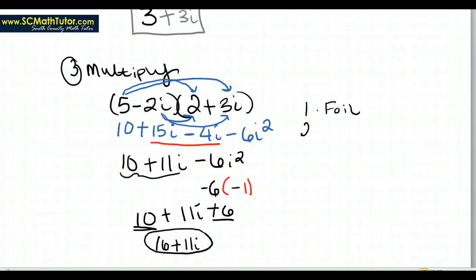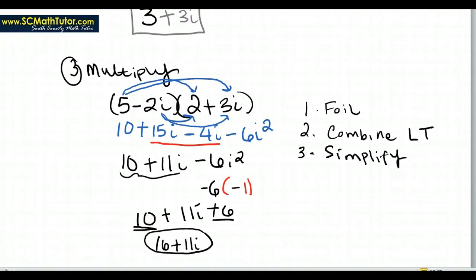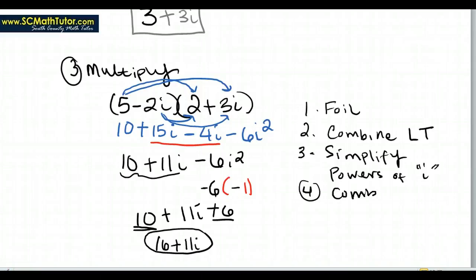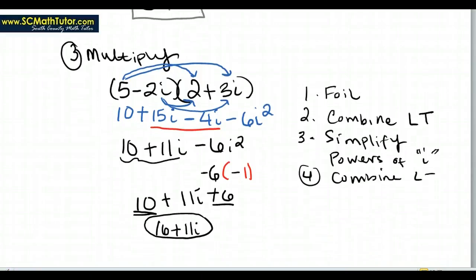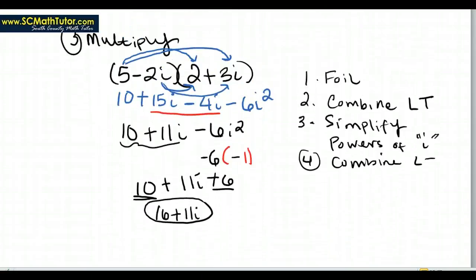Okay, step 1, FOIL. Step 2, combine like terms. I'm going to write LT. Okay, step 3, you want to simplify powers of i. And then you combine like terms again. If you follow that process, you will always be able to multiply complex numbers.